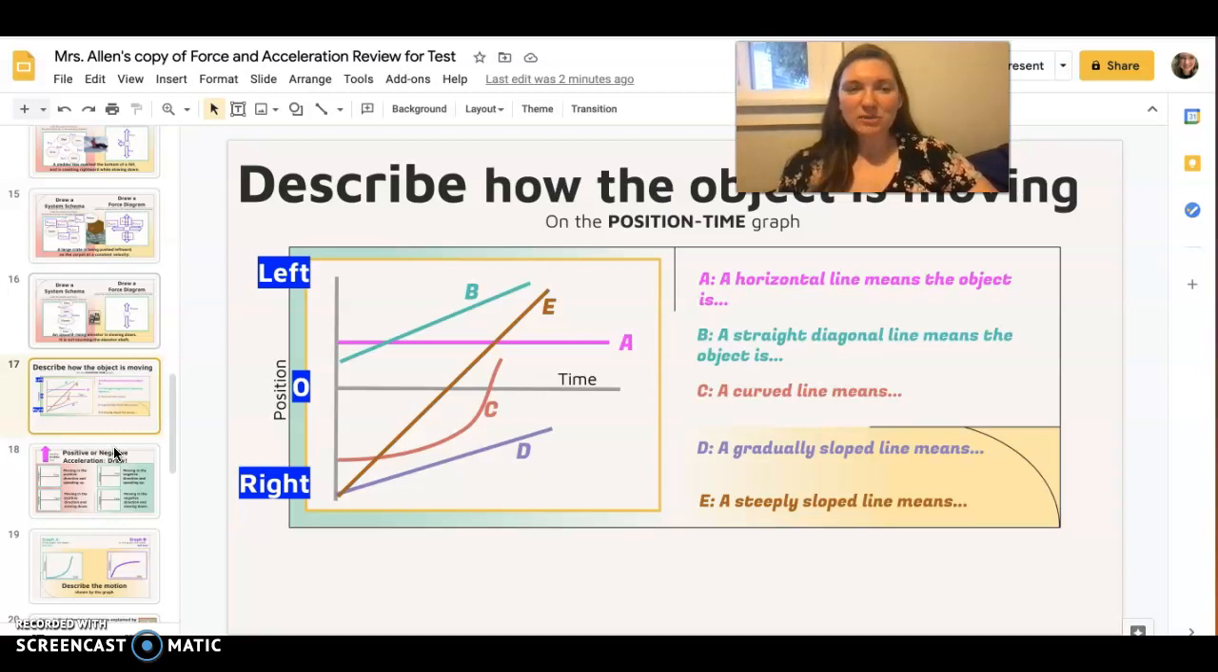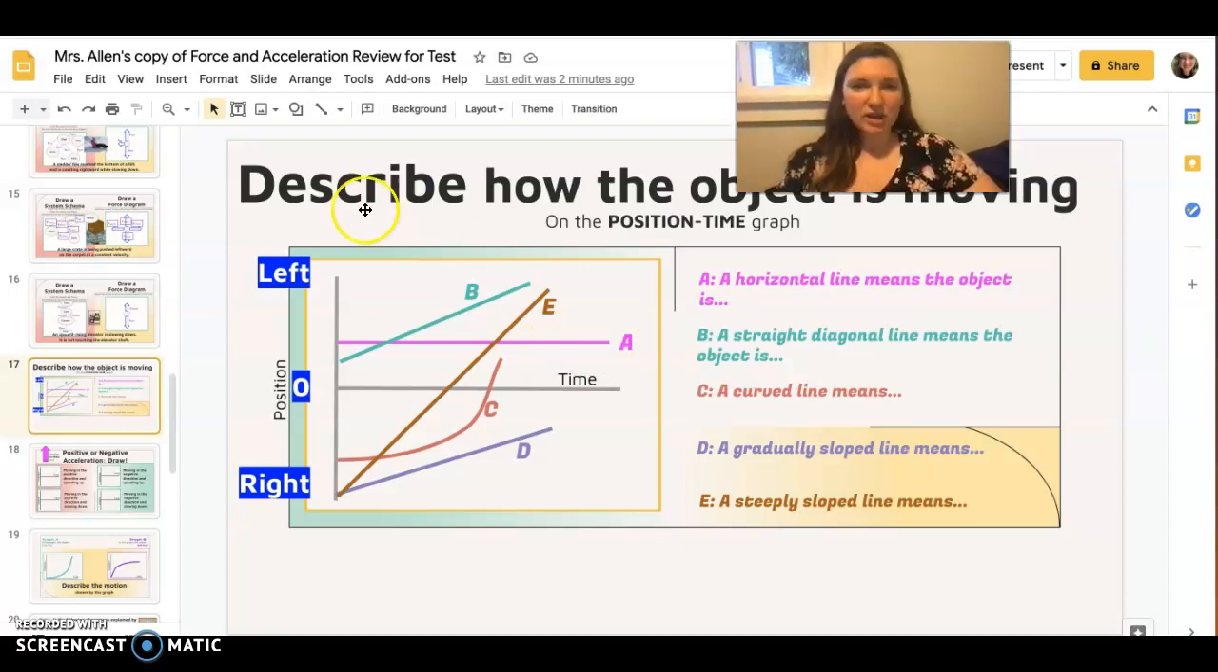Okay, describe how the object is moving. So a horizontal, notice this is a position time graph. We've talked about velocity time graphs and position, but this is position time. So a horizontal line on a position time graph means that the object is not changing position as time is going by. The object is not moving.